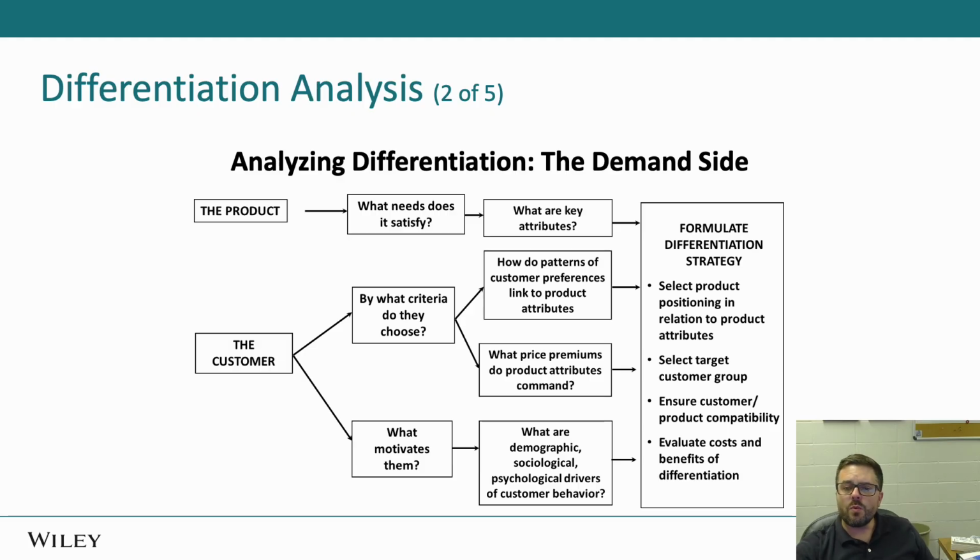The second thing is, well, what price premiums do those product attributes command? And there's some really interesting analyses here. If you're adding a feature that's very expensive, and is more expensive than the concomitant willingness to pay increase by your customer, that's not a good feature to add. You want to add features that customers will pay a premium for.